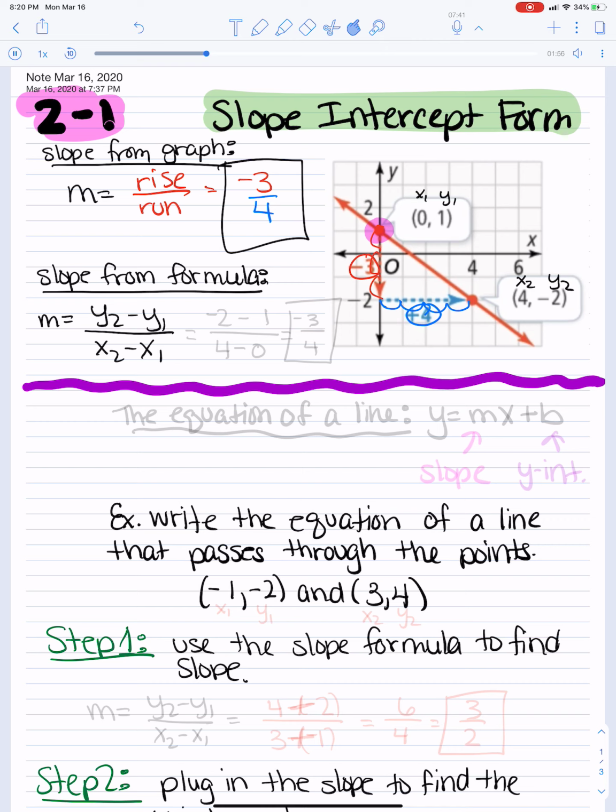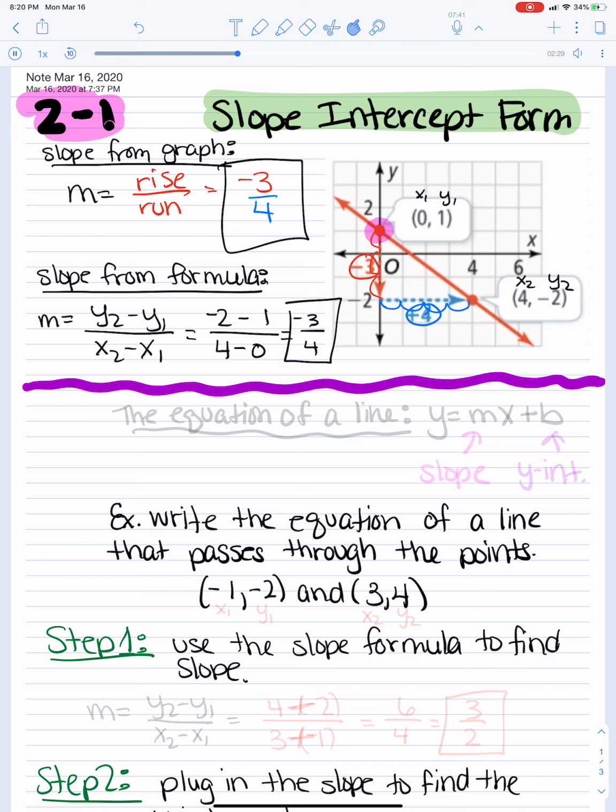So if 0, 1 is my x1, y1 and 4, -2 is my x2, y2, we want to put -2 minus 1 over my x2 is 4, my x1 is 0, so 4 minus 0. So -2 minus 1, now remember we're going more negative, so it's -3 over 4 minus 0 is 4. So we should have the same slope, -3/4.